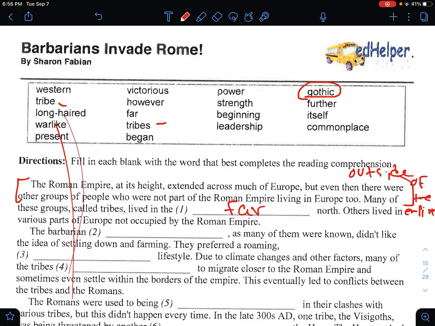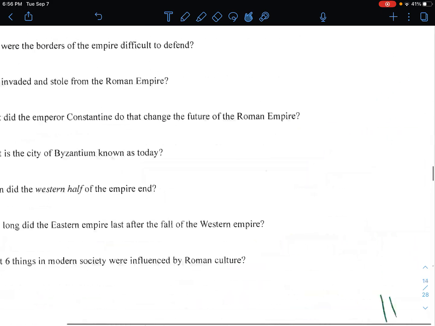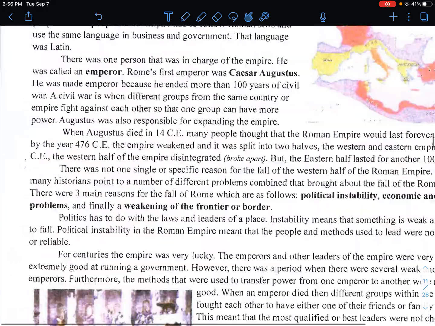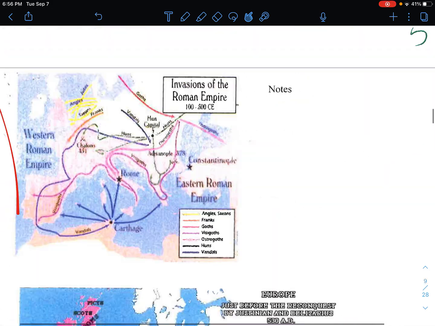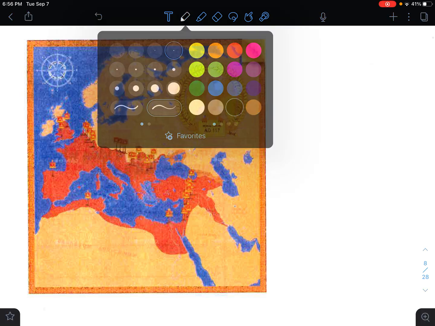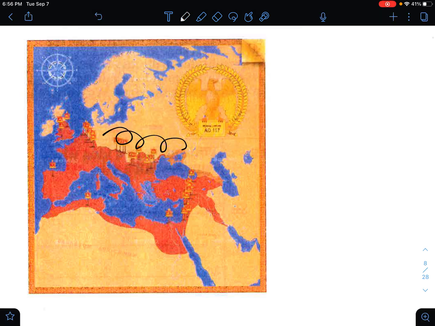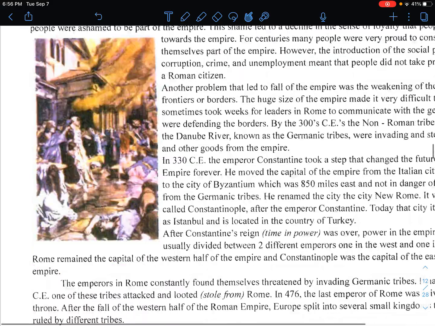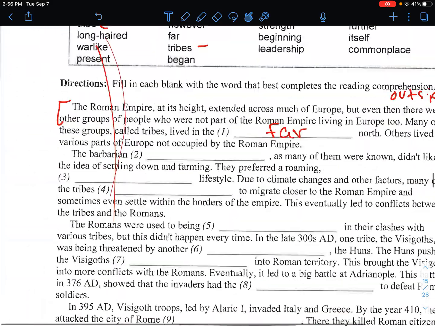If we look at the map of the Roman Empire, those tribes lived here. Those tribes lived here, the north, okay? And those are the tribes that are going to eventually invade the Roman Empire. So going back to the text. I'm sorry, I keep going back and forth.